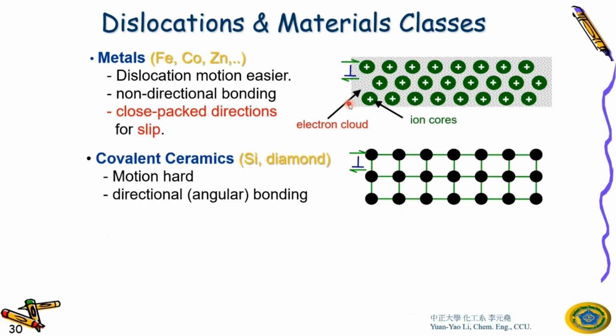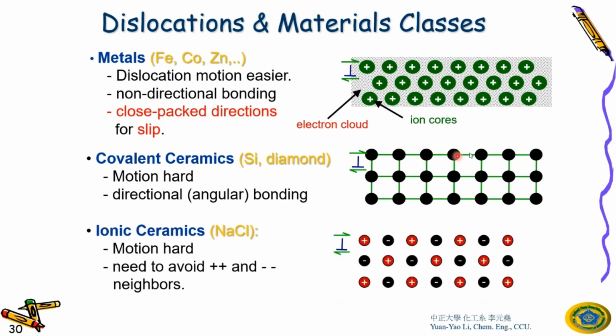However, for the covalent ceramics, the bond between atoms is covalent, and the bond is strong. So it's difficult to move this, for example, like diamond, like silicon. And also, this bond has direction, so it will be easier for you to move in this direction rather than this direction. Okay.